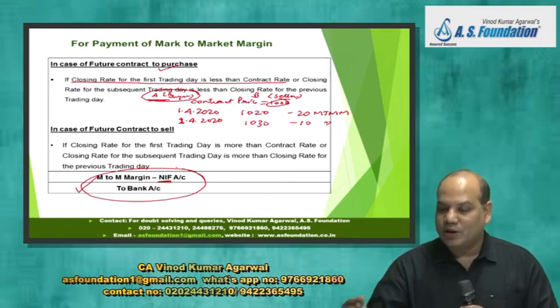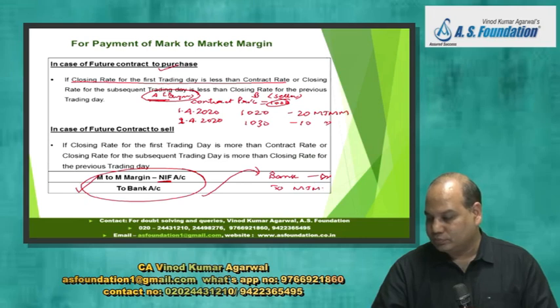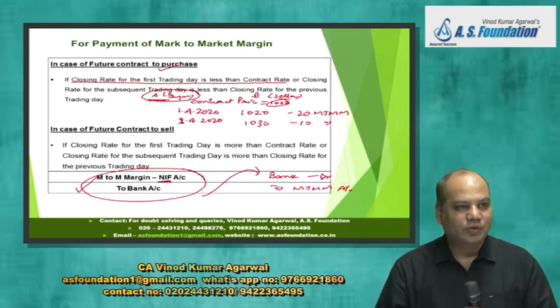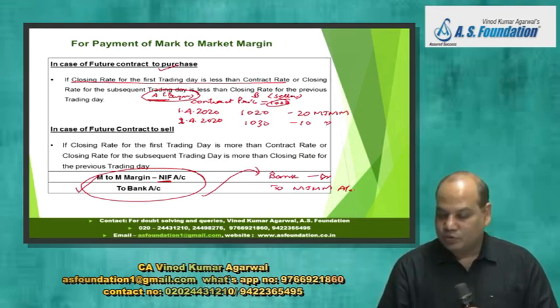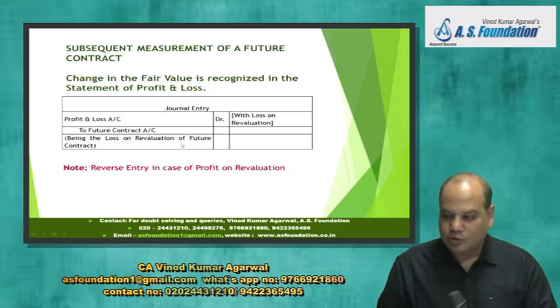When you receive the mark to market margin, the receiver will pass the entry, bank account debit to mark to market margin account. One party is paying means other party is receiving. So simultaneously the other party will pass the opposite entry. Okay. So we will practice one or two simple questions on this. They will not ask a very difficult question.